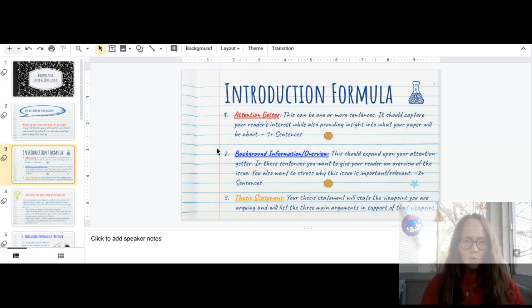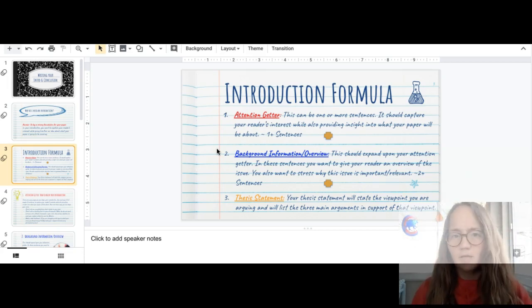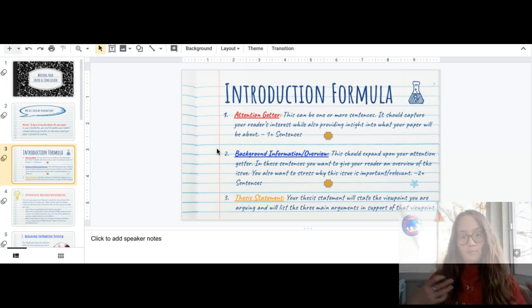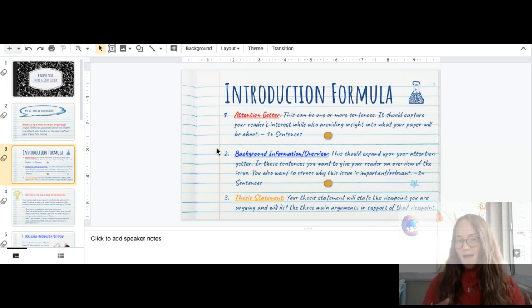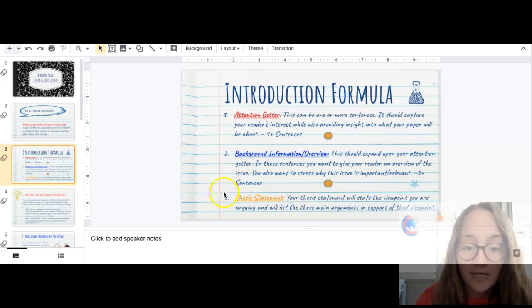And just one thing I've been noticing as I've been looking through some of your drafts, make sure you're not saying, I believe. So instead of saying, I believe that prisons need to be reformed, I would say prisons need to be reformed because. Because this is research-based and because you're backing up your opinion with research, you don't need to say, I think or I believe. Lastly, you're going to put your thesis statement.